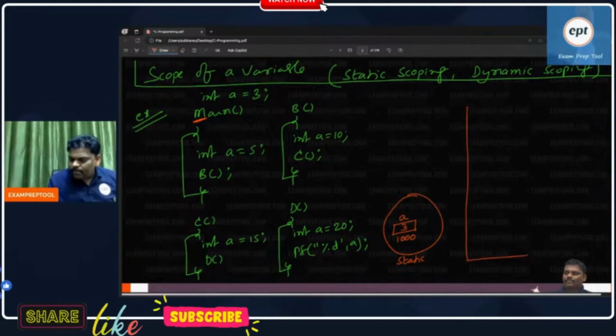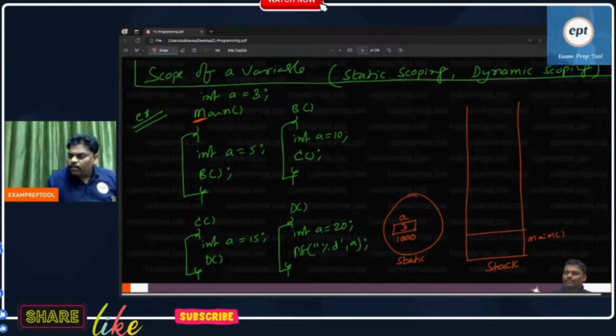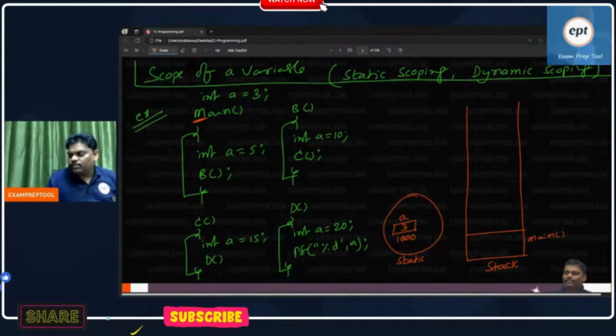It is the stack. Everyone observe. Main is called. Remember, function call is a push operation. Whenever main is called, it is a push operation. Now observe properly. Whenever main is called, main will be pushed.